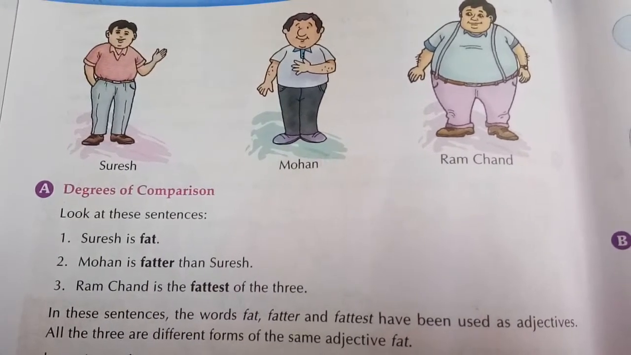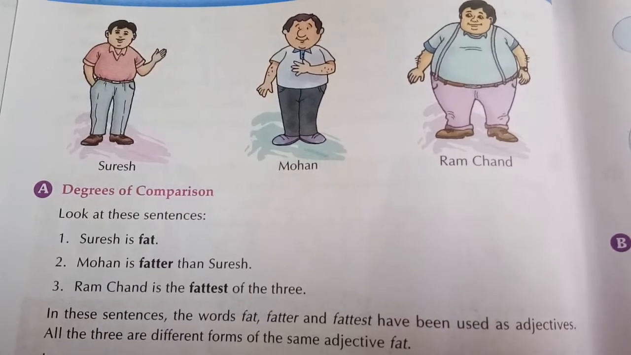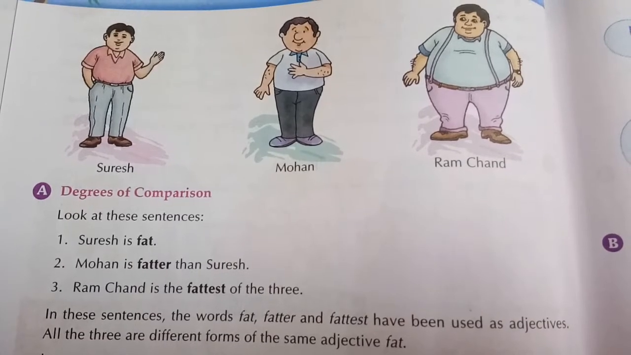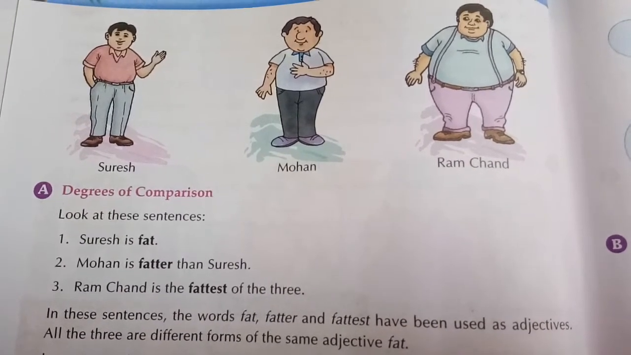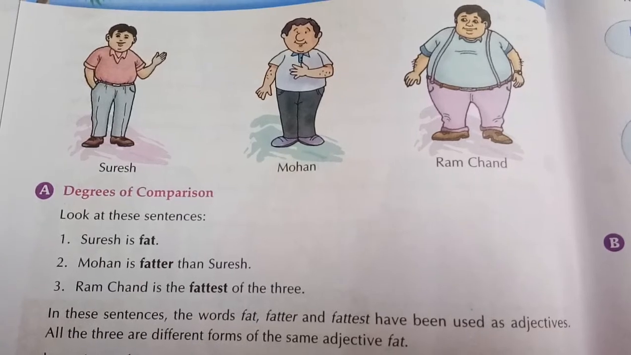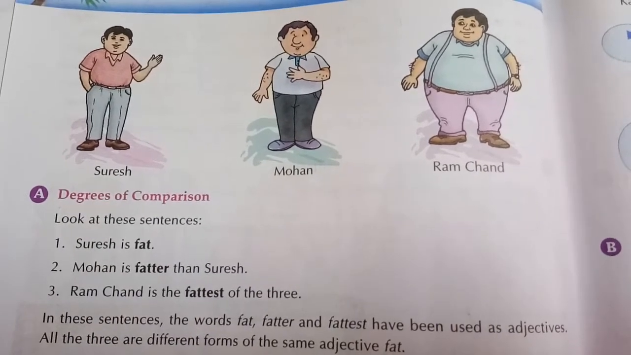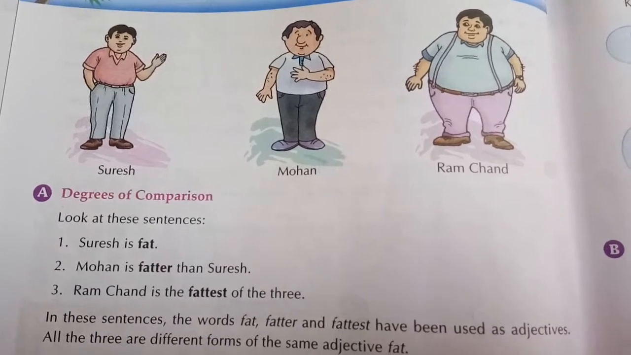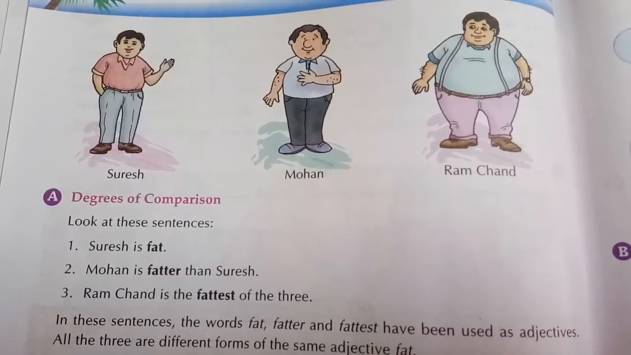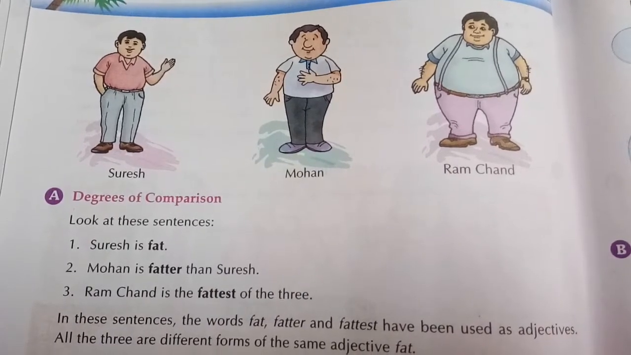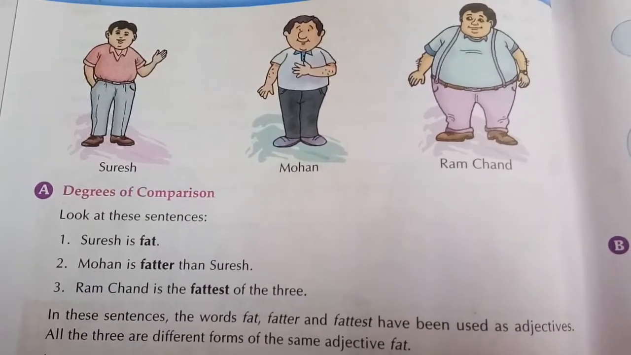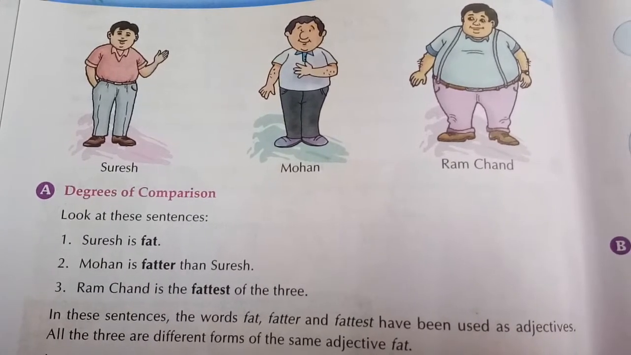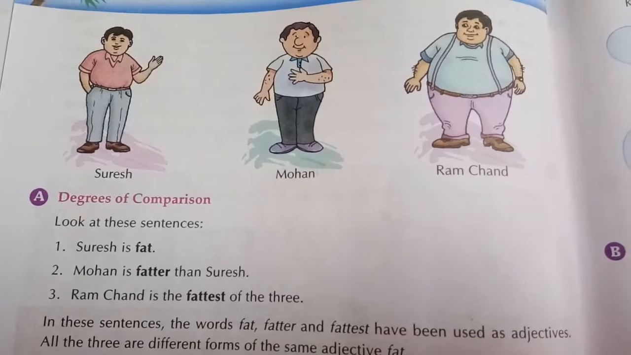When we are comparing two people, then the second degree of comparison, that is called the comparative degree, is used, that is fatter, means we are adding ER and there is a word than following the degree. Third one is the superlative degree, when we are comparing more than two people or things and we are adding EST, and this word fattest is preceded by the word the.